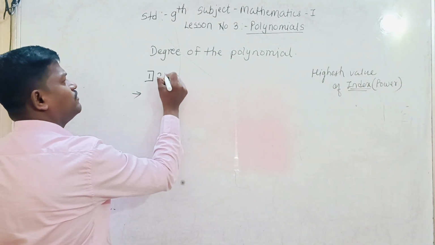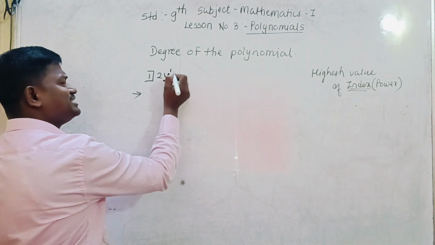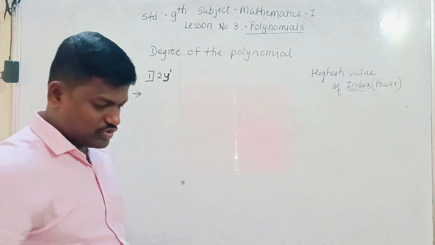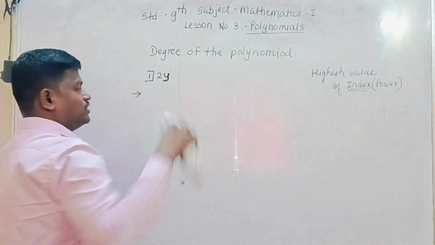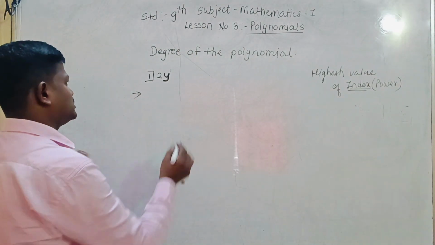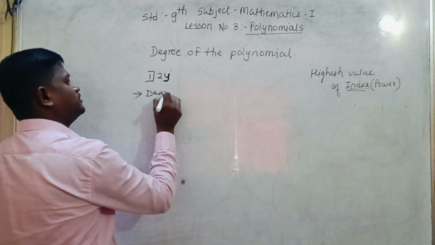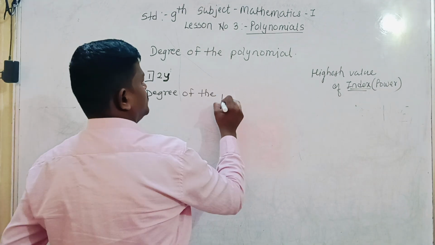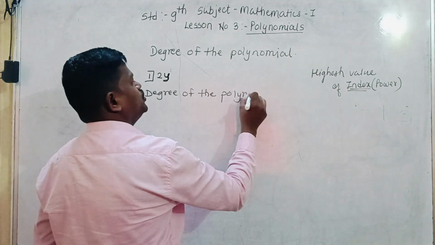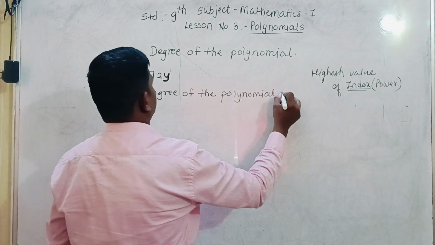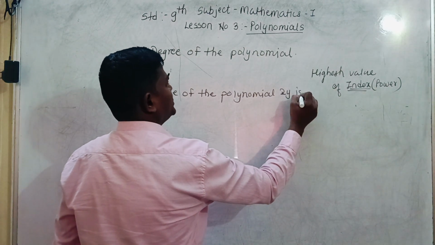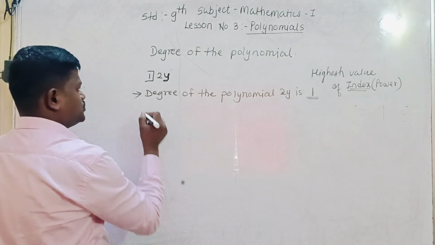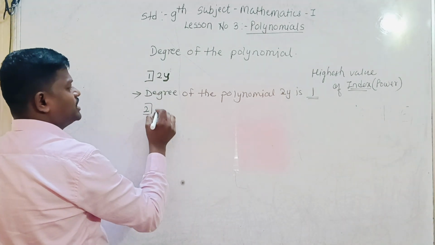for y. For y we have 1. We take 1. So we have to write the answer, that is, the degree of the polynomial 2y is 1. Okay, so let's take another example.